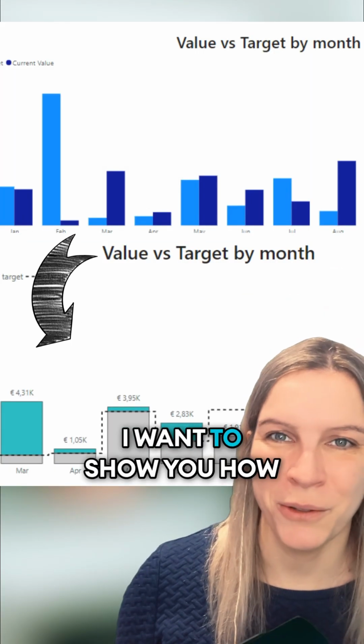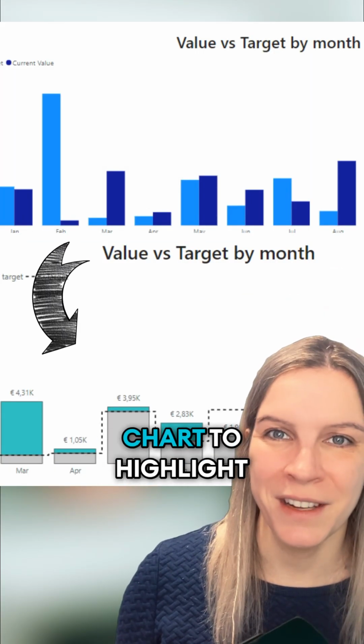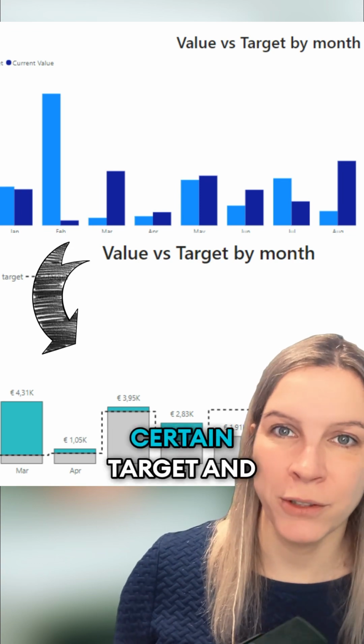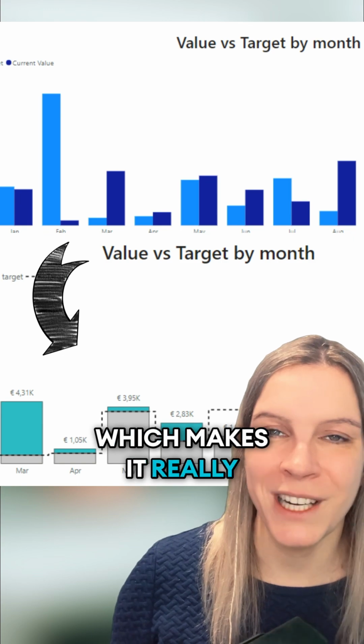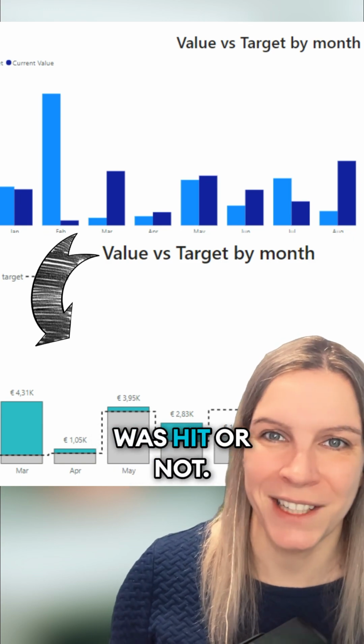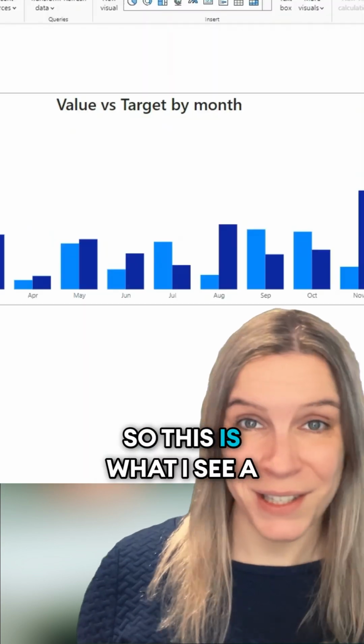In this video, I want to show you how you can use a column chart to highlight all values below a certain target and above a certain target in Power BI, which makes it really easy to see if a target was hit or not.